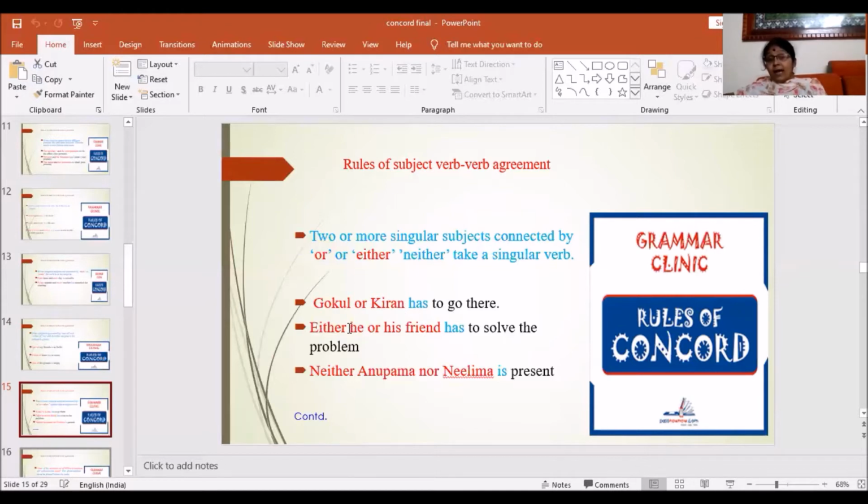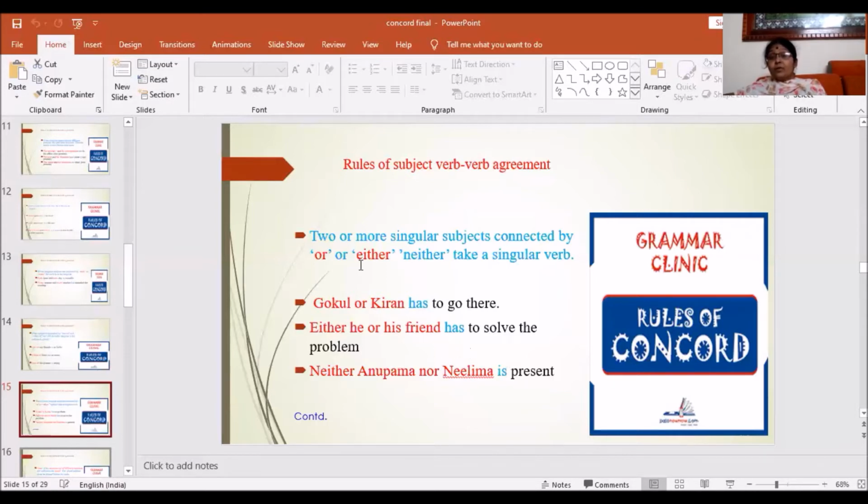Similarly, either he or his friend has to solve the problem. He is one singular subject, friend is another singular subject, connected by either or, right? It is connected by or. Neither Anupama nor Nilima is present. Anupama and Nilima are singular subjects. They are connected by nor. So, we have to use the singular form of the verb.